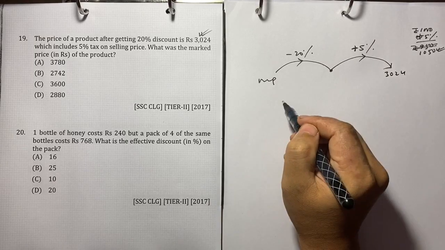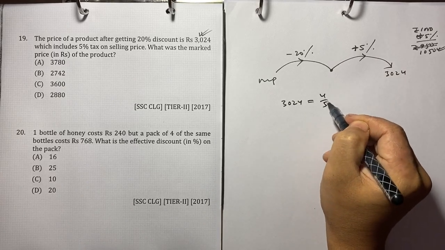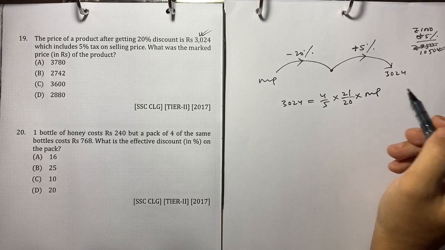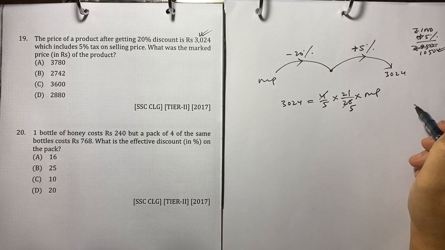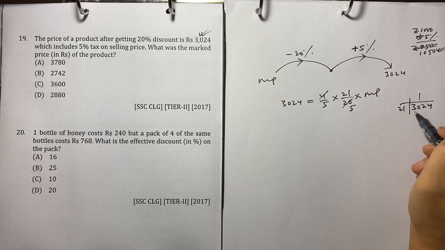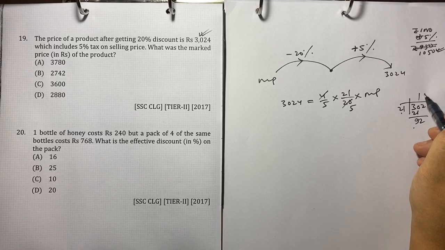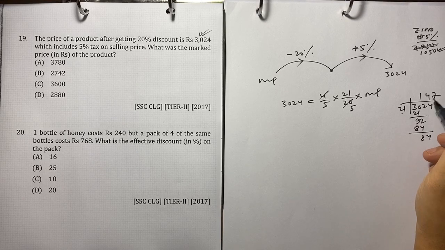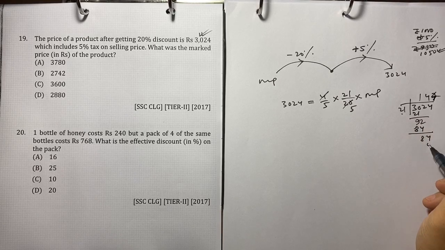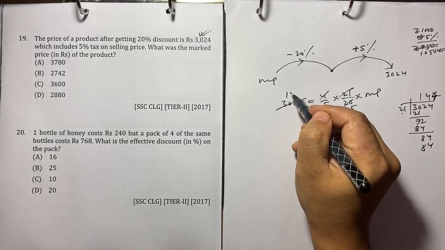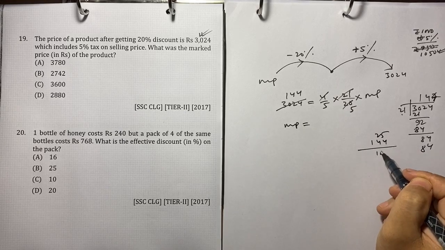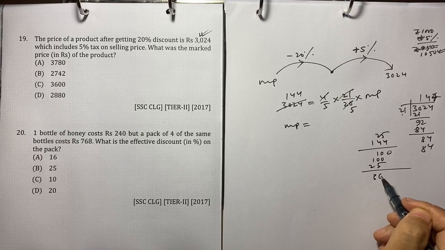Using the formula, 3024 equals 20% discount, which is 4 by 5, into 100 plus 5, which is 105%, that is 21 by 20, into mark price. Then cancel the 5 and cancel the 10. 3024 divided by 21 is 144. So 144 into 25 is 3600.